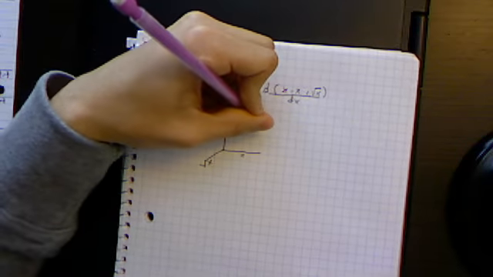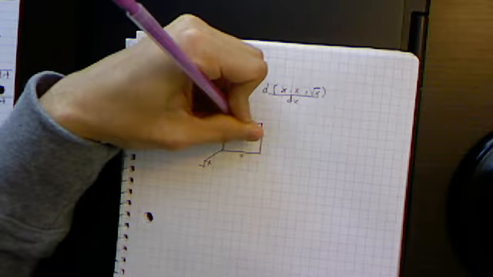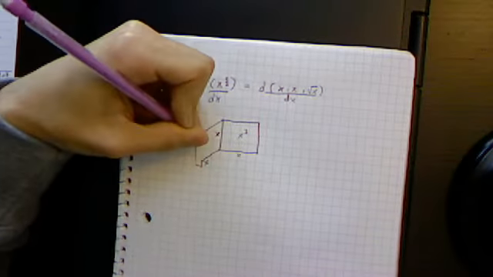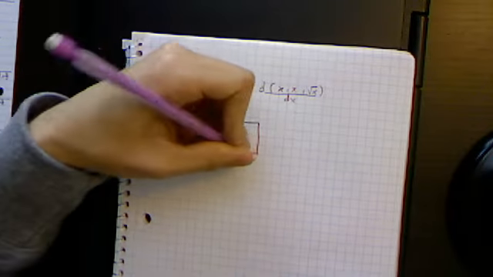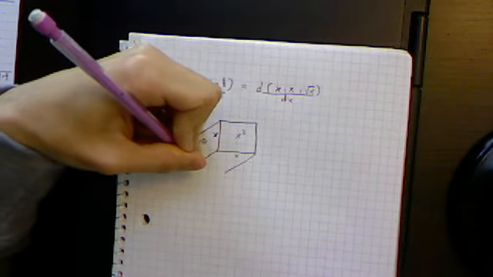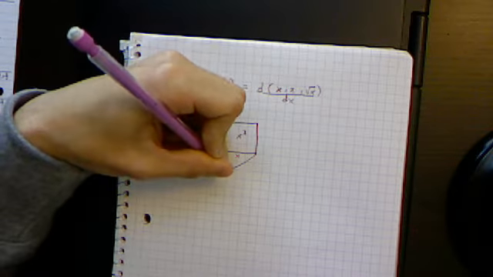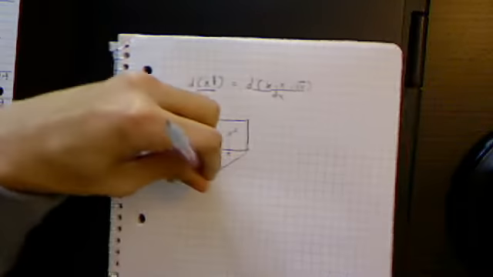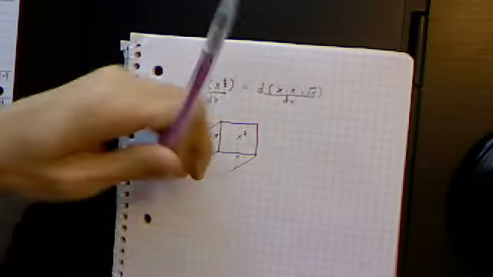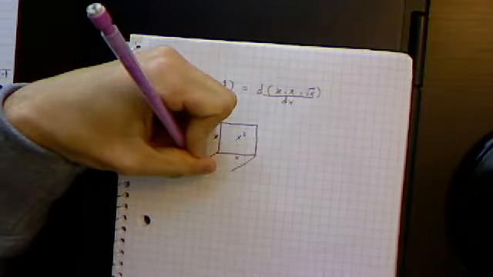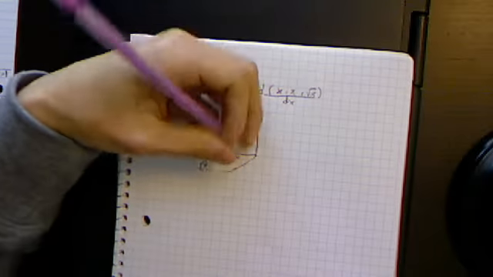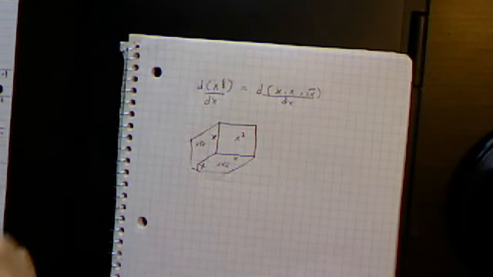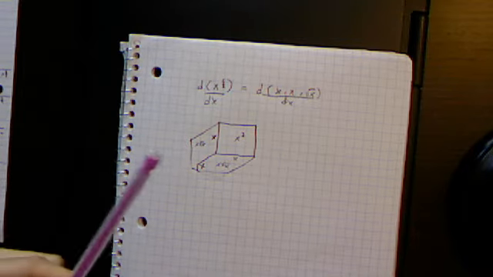The area of this face is x squared. The area of this one is x square root of x, and so is this one. That's going to be weird. I don't like that. That's better. Square root of x. Okay, so you pretty much do the same cube method.